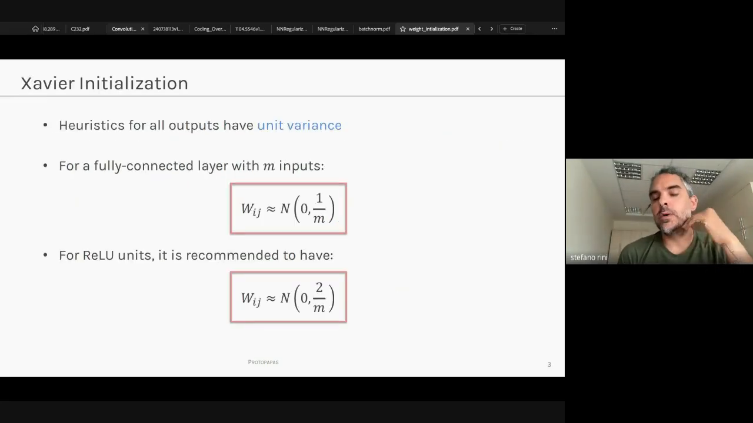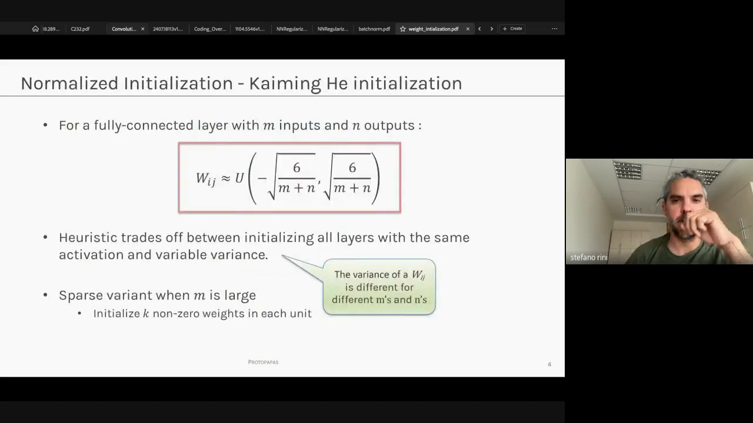What people usually do, what is the standard in, let's say, Torch or Keras, is to choose the weights to be Gaussian 0, 1 over m, where m is the number of inputs. And if you have a ReLU, then what you usually take is 2 over m. So something to experiment with in terms of solution. Very good.